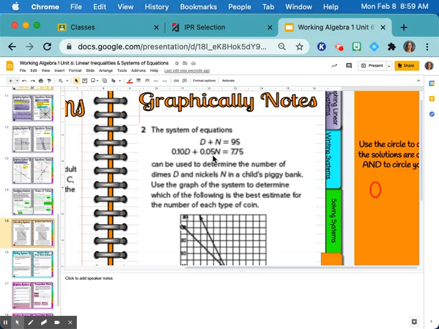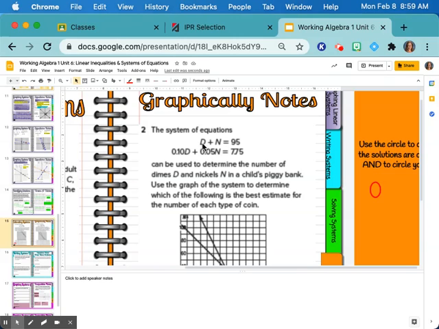0.10D plus 0.05N equals 7.75 can be used to determine the number of dimes D and nickels N in a child's piggy bank. Use the graph of the systems to determine which of the following is the best estimate for the number of each type of coin. So what is D and N? What do they stand for?